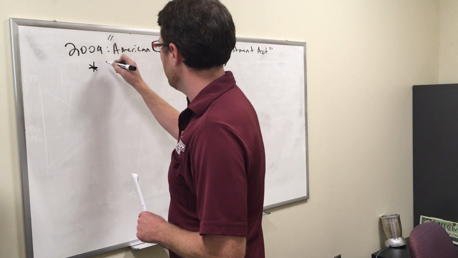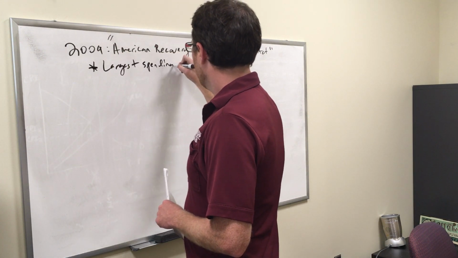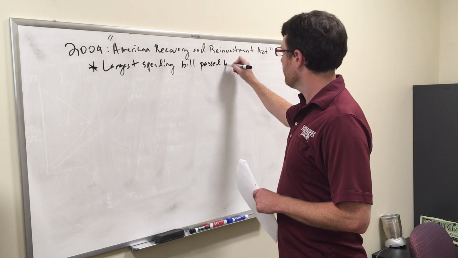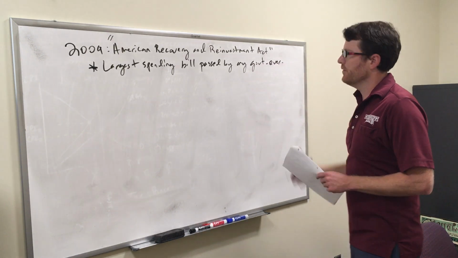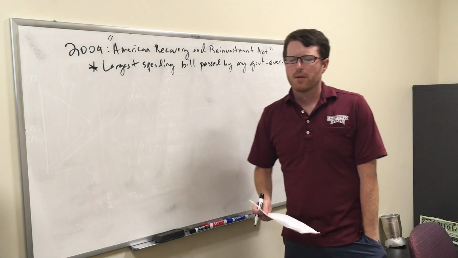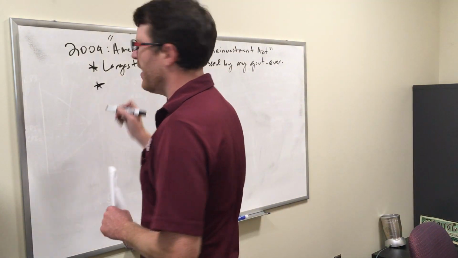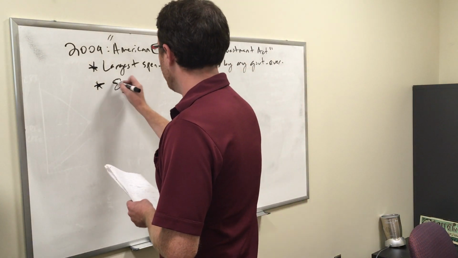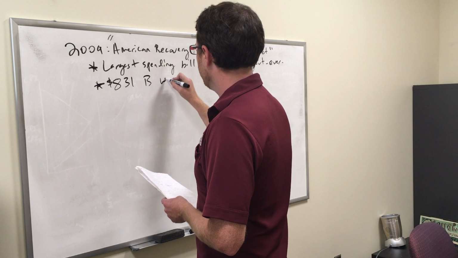This is the biggest spending bill passed by any government ever. And it's not close. This is the biggest spending bill passed by any government by far. Specifically, and you may find different values if you look online, but essentially about $831 billion, give or take a little bit, was spent.